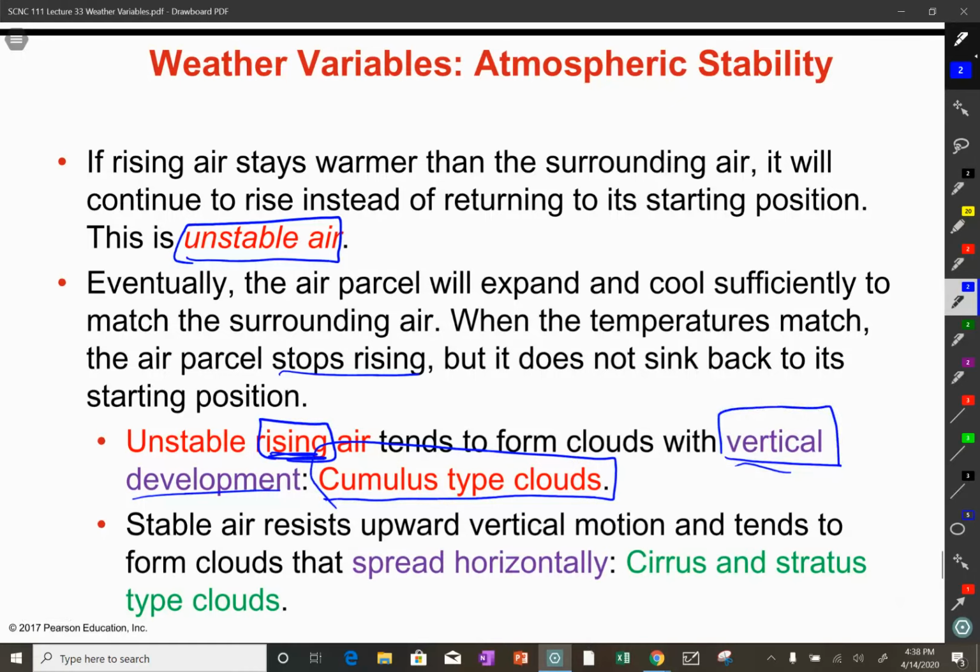Now, stable air forms stratus or layered clouds. So stratus clouds are layered clouds, horizontal layering, because you've reached stability. You're not rising, you're not falling, just spread out.